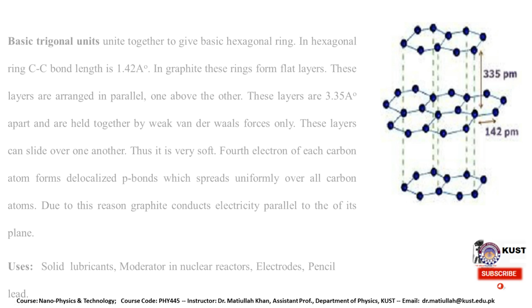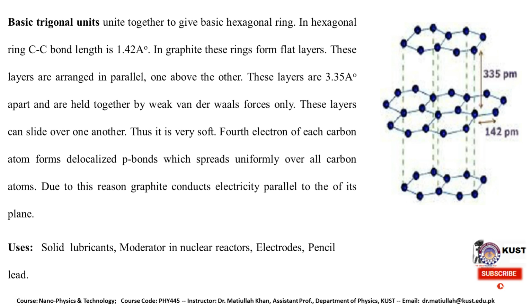So how can we develop the structure of graphite? If you see, it has a basic trigonal unit that is united with others, giving hexagonal rings. In the lower scale we have 6 atoms present at the corners. So in this hexagonal structure there is a ring of carbon-carbon bonds, and the bond length between carbon-carbon is equal to 1.42 angstrom.